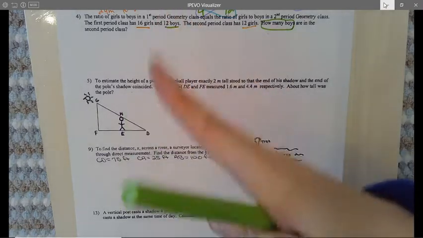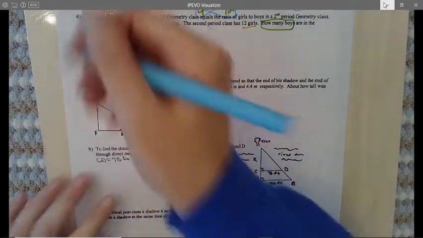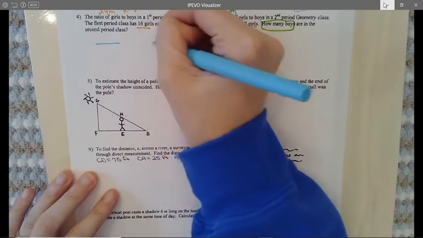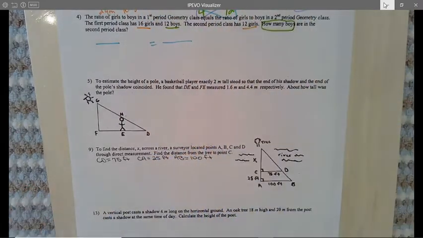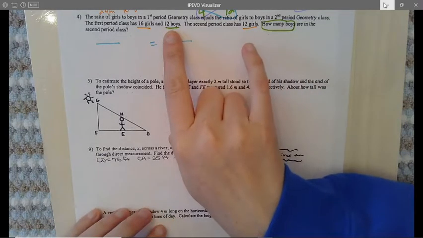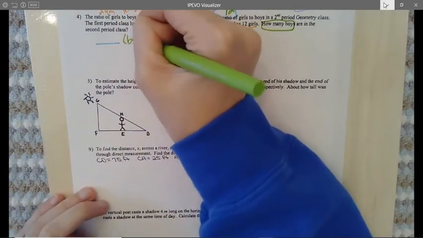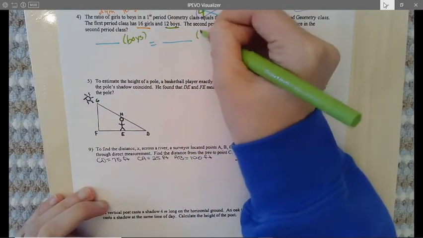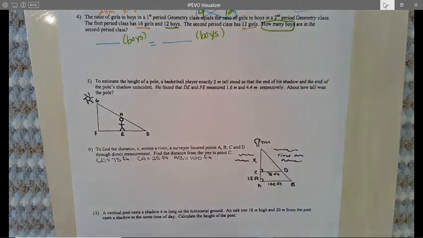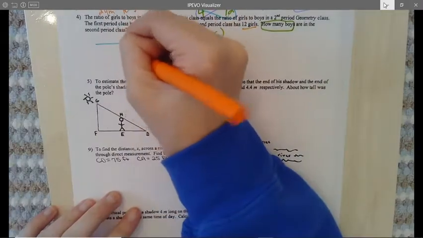Again, when we set up a proportion, it's very important that we set them up in the exact same way. It doesn't matter if I start with girls and then go to boys or vice versa. I'm going to put boys first. So I'm going to do boys over girls both times: in the numerator I'm putting the boys, and in my denominator, the girls.